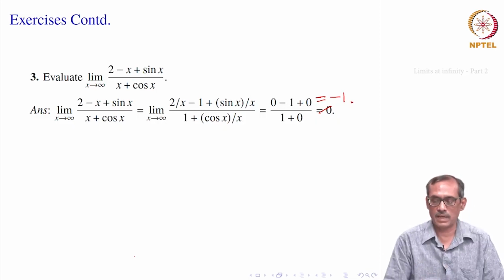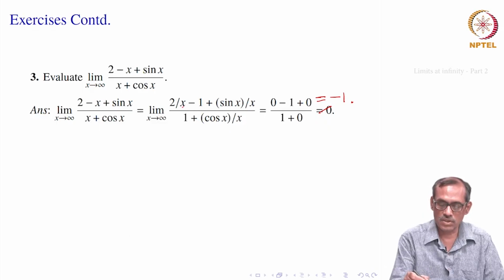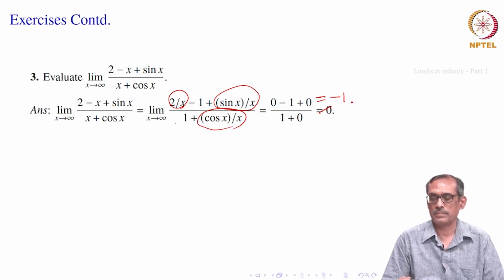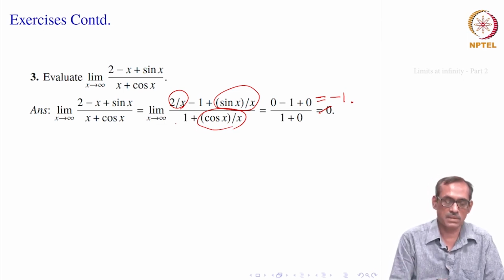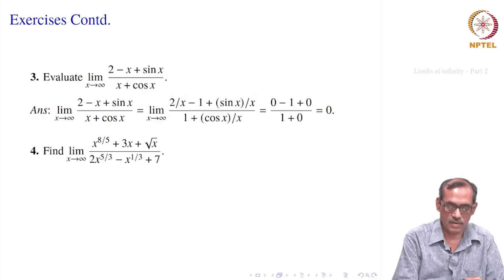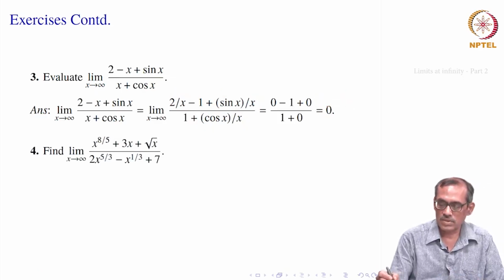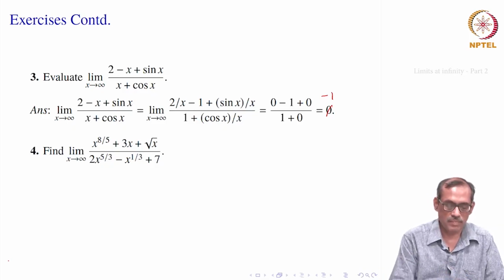That is what our guess was there. So, because this goes to 0, this also goes to 0, this also goes to 0, all that remains is minus 1 over 1 and we have the limit as minus 1. Okay. Now, let us go to the second problem.